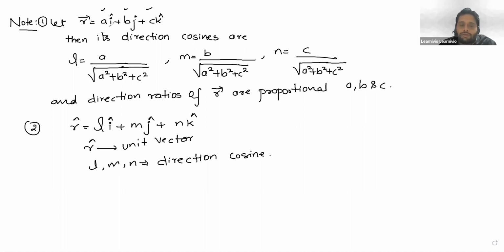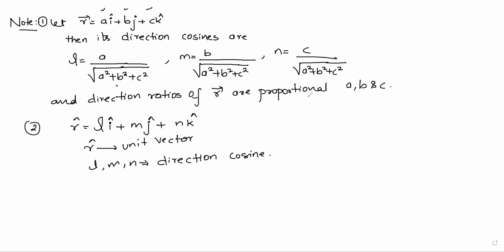Suppose r is a vector a i cap plus b j cap plus c k cap, then its direction cosines: if a vector is given and you need to find the direction cosines, use the same formula as yesterday. l is a by under root of a square plus b square plus c square, m is b by under root of a square plus b square plus c square, n is c by the same. So if this is the vector r, its direction ratios are proportional to a, b, c.